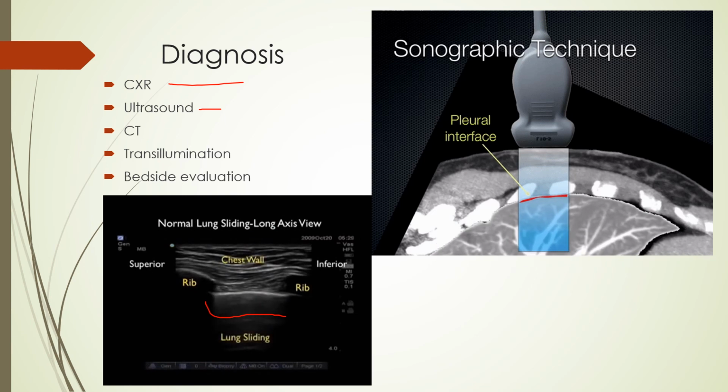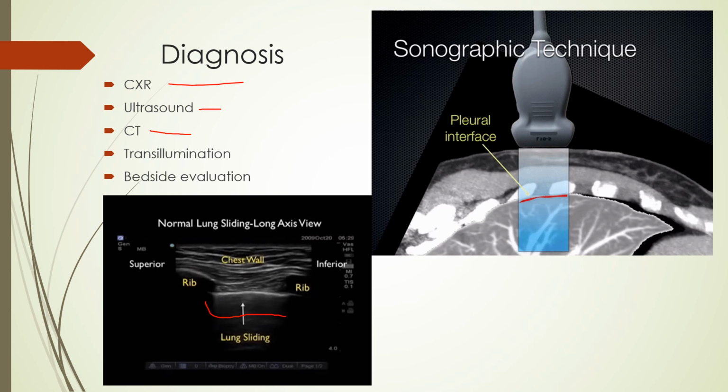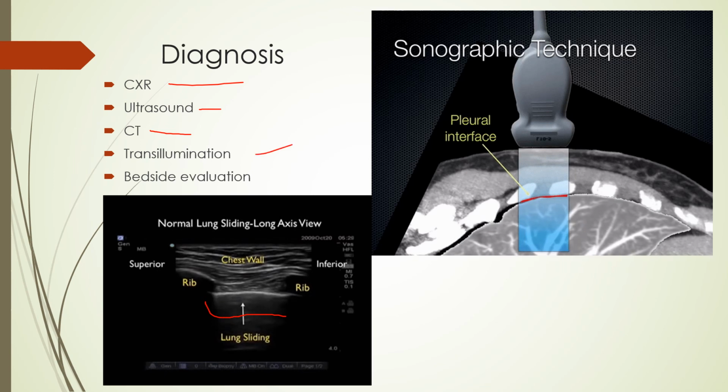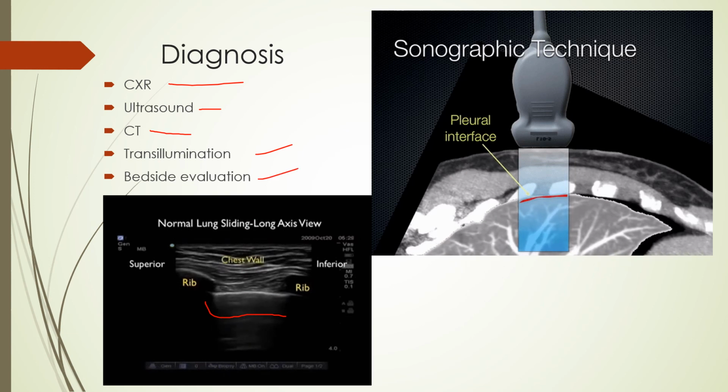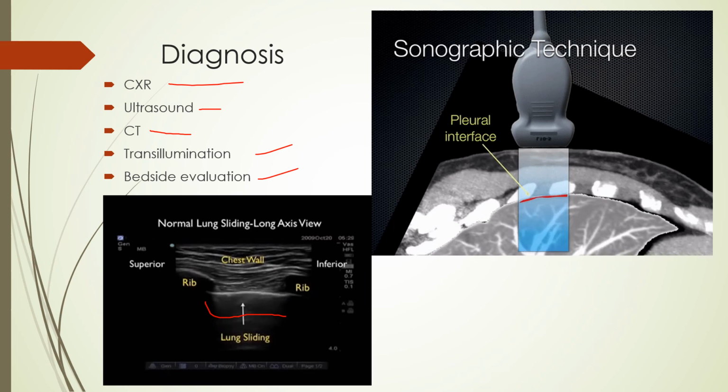Of course, you can get a CAT scan in theory as well. Transillumination is more for neonates, and I have a picture, and we'll talk about that. And then your bedside evaluation, right? A hyperresonant percussion note, trachea deviated, all those things would play into effect here.